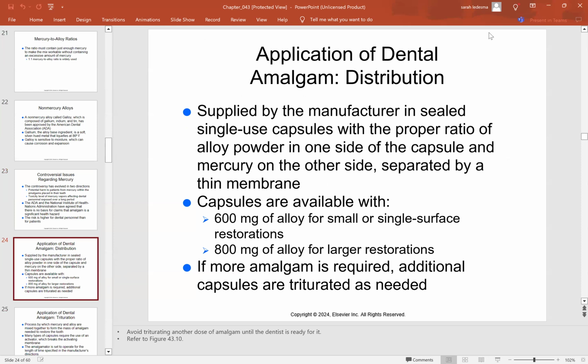Application of dental amalgam: distribution. It's supplied by the manufacturer in a sealed single-use capsule with the proper ratio of alloy powder in one side of the capsule and then the mercury on the other side, and this is going to be separated by a membrane. The capsules are available with 600 milligrams of alloy for a small or single surface restoration, and then also in an 800 milligram alloy for a larger restoration. If more amalgam is required, additional capsules are triturated as needed.